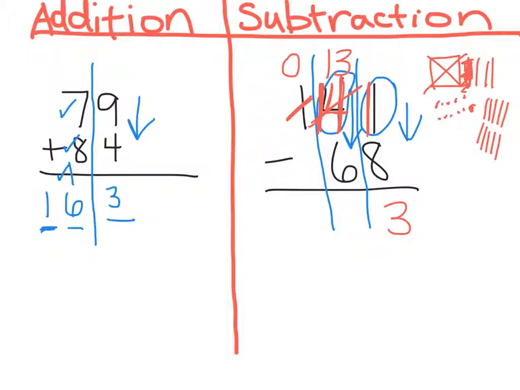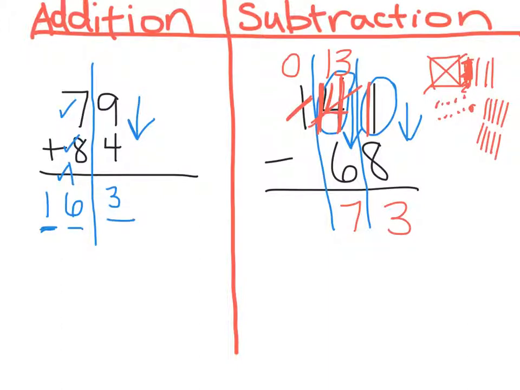Then I'm going to come over to my tens column, and I'm going to subtract 13 tens minus 6 tens. And that's going to leave me with 7 tens. Then I'm going to come over to my hundreds place, and I see I have 0 hundreds. So my answer is 73.